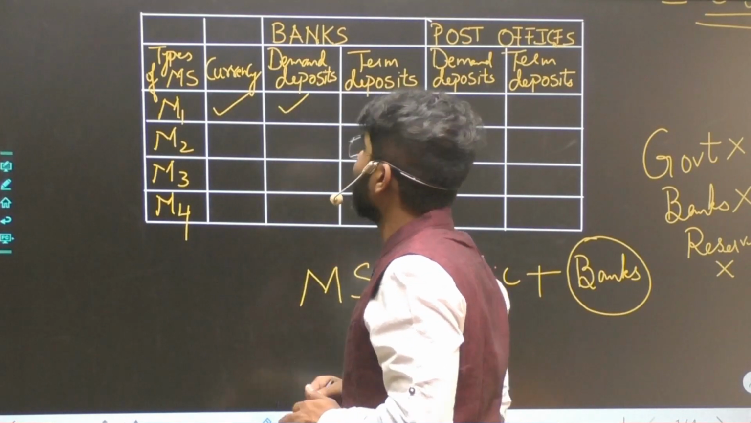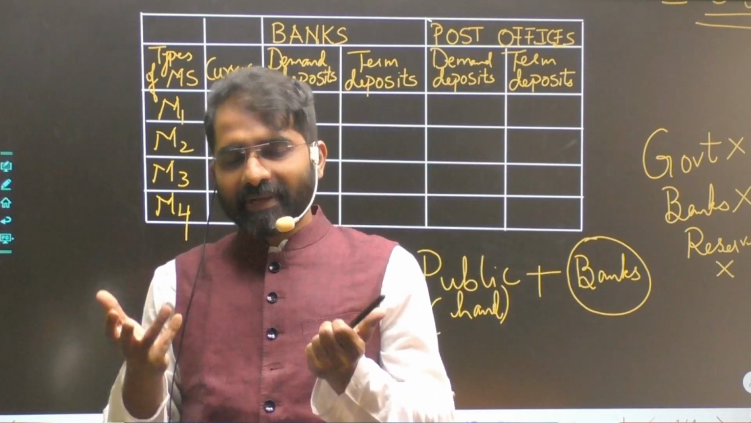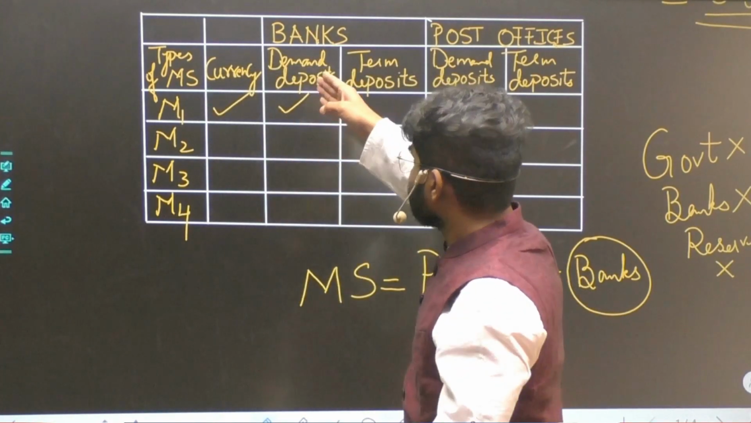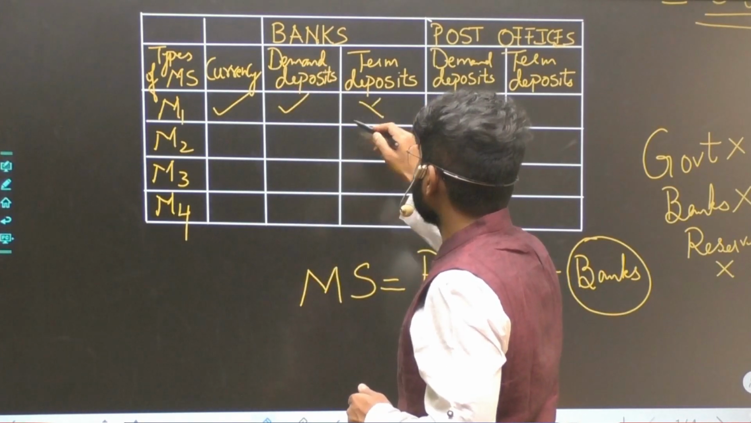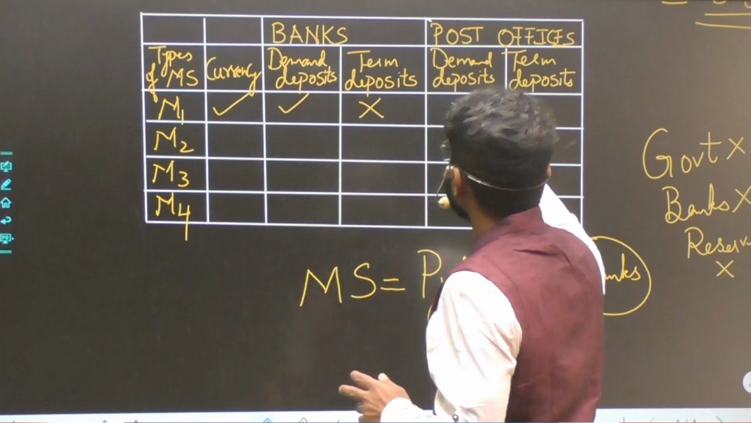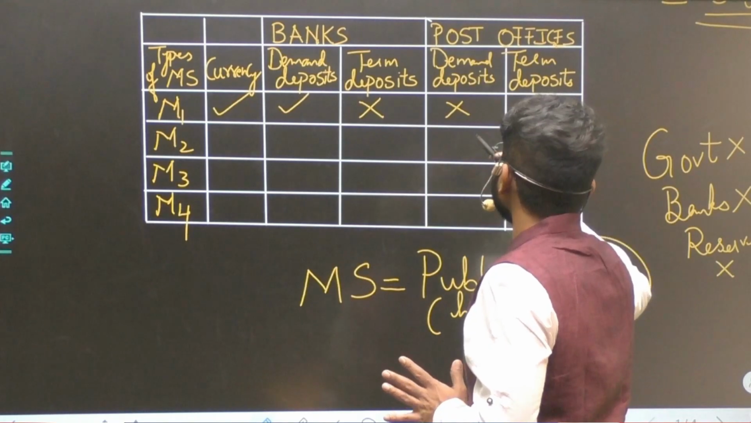So when I use the word M1, M1 will include currency and coins in hand plus the demand deposits in the bank. It does not include the term deposits in the banking system. It does not include the post office deposits, whether it is demand or term. This is what we should understand.